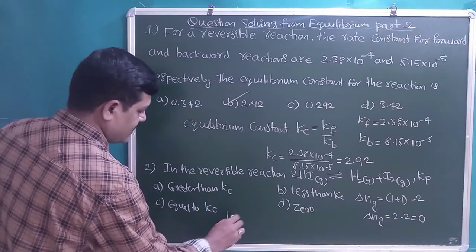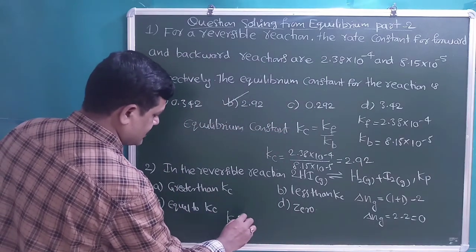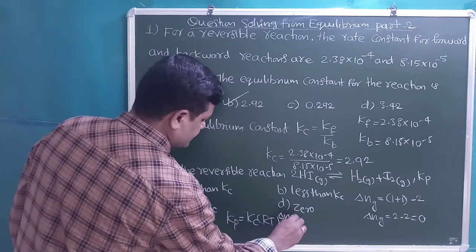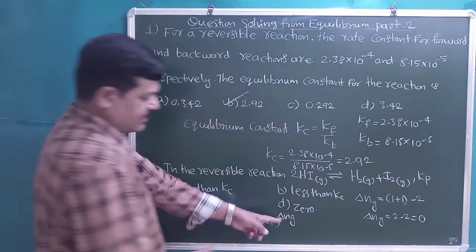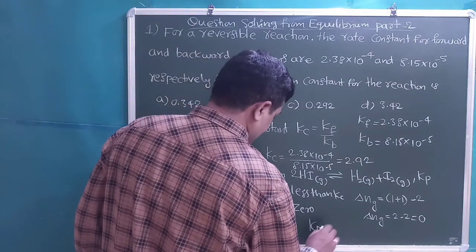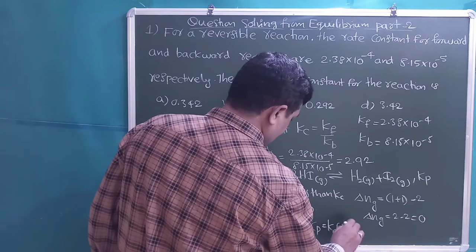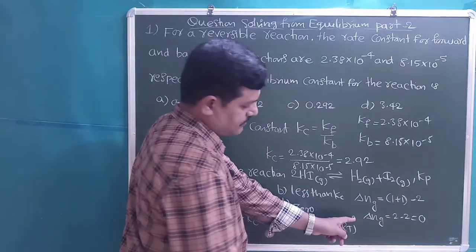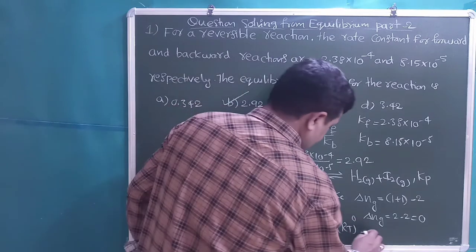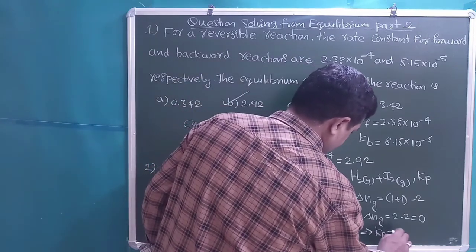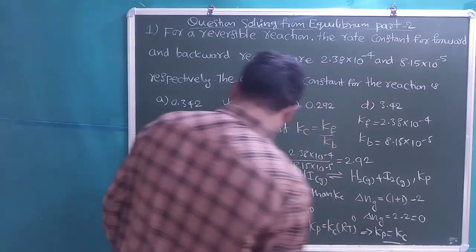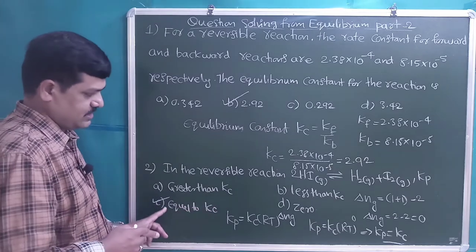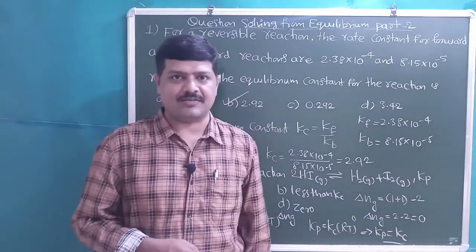Students, the relation between Kp and Kc: Kp is equal to Kc into RT power delta Ng. Let us substitute the delta Ng value in this expression. Kp is equal to Kc into RT power delta Ng, which is 0, right? Anything to the power of 0 is equal to 1, so Kp is the same as Kc. Kp is equal to Kc. So option C, Kp equal to Kc, is right. Students, let us take two more questions now.